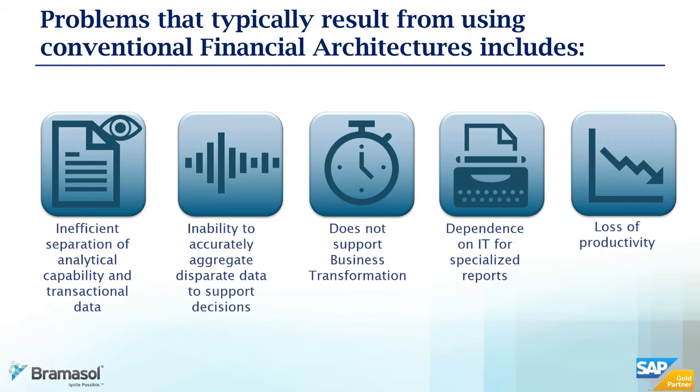So let's talk about some of the typical issues that we face in any real model that you may be going for, whether it be all on-premise or some hybrid solution between some cloud and some on-premise, or whatever it may be. First of all, there's a lot of data issues around this, which is inefficient separation of analytical capability and transactional data. That causes a great deal of inefficiency in the whole process of reporting and analytics.